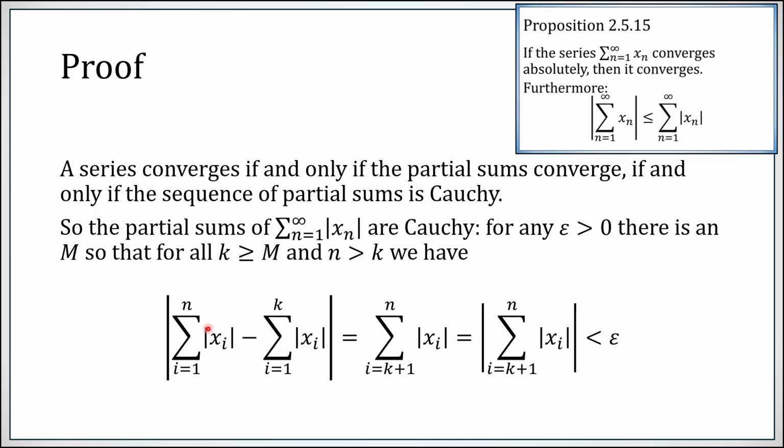However, this partial sum minus this partial sum is simply the sum going from index k plus 1 to n. Since every term here is non-negative, this sum is non-negative, so this exterior absolute value is not necessary. So what do we have? For any two indices n and k, let's assume n is the larger one, past capital M, this in absolute value is less than epsilon.